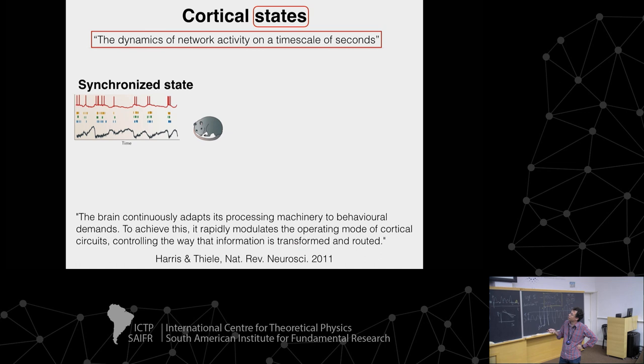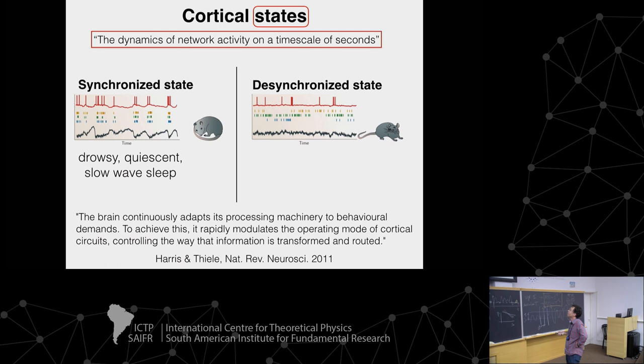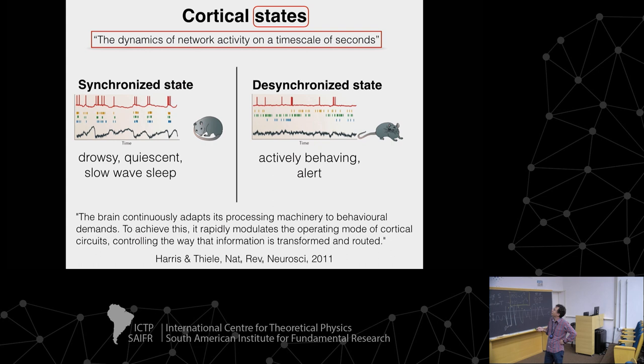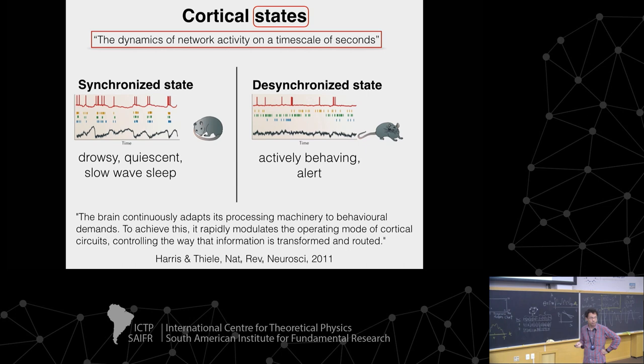I'm going to explain in detail in a while. If the animal is drowsy, quiescent, or in slow wave sleep, for instance, these are instances where, if you're measuring spikes or local field potential, that's the kind of thing you're going to see when the animal is doing that. You can also observe the desynchronized state when the animal is actively behaving, alert. That's the kind of thing that you will see.